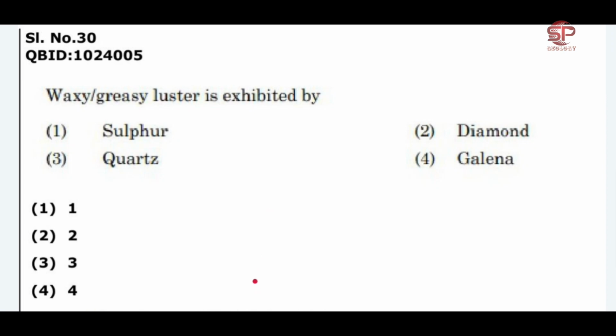Waxy and greasy luster is exhibited by which mineral? Diamond shows adamantine luster, quartz shows vitreous luster, galena shows metallic luster. So sulfur will show waxy or greasy luster.